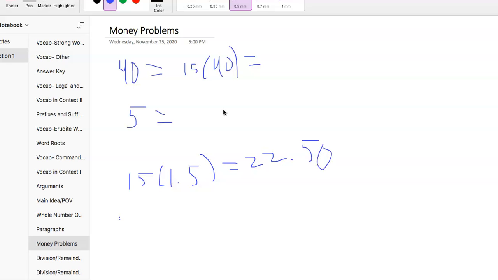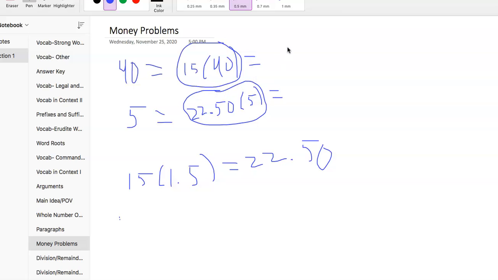So 22.50 is what he's going to make per hour for the last 5 hours, times 5. Now we got all the math set up and we just have to calculate. So you're going 15 times 40 up here, that's the first 40 hours, plus 22.50 times 5, that's our last 5 hours. And then we're going to add those two numbers together once we calculate them out. So 15 times 40, if you do the math on that, is 600.